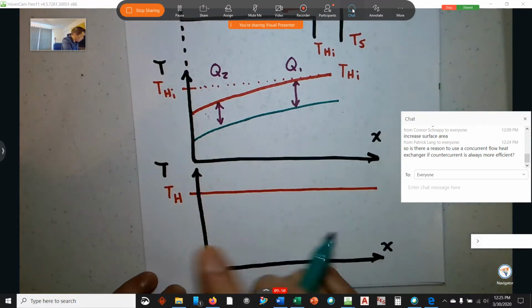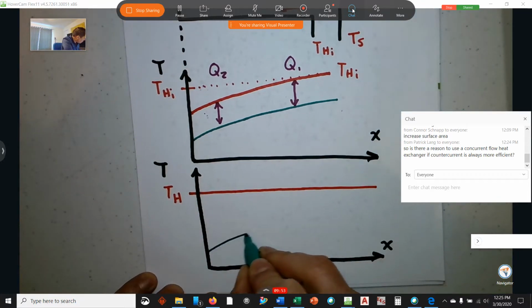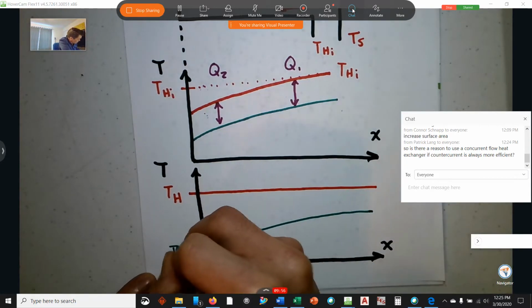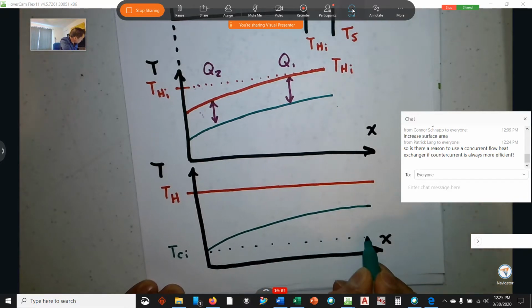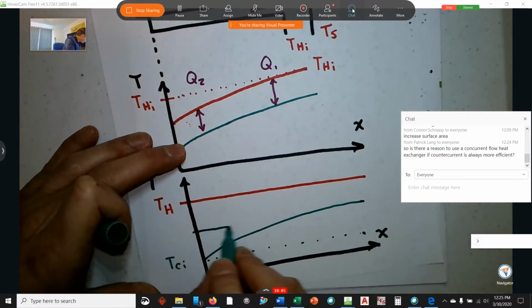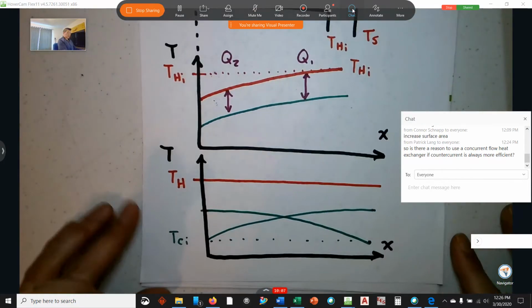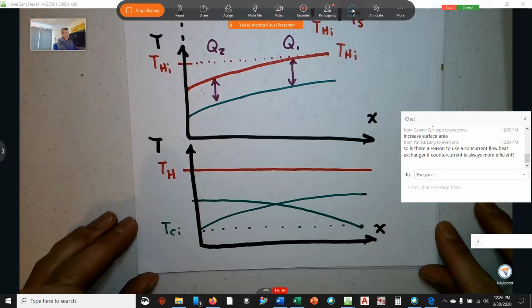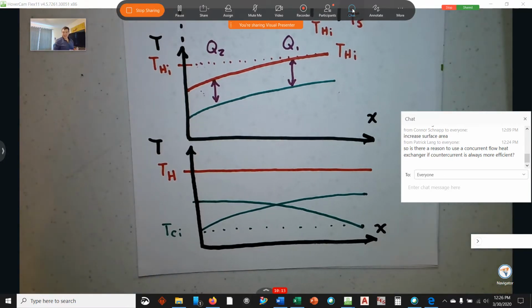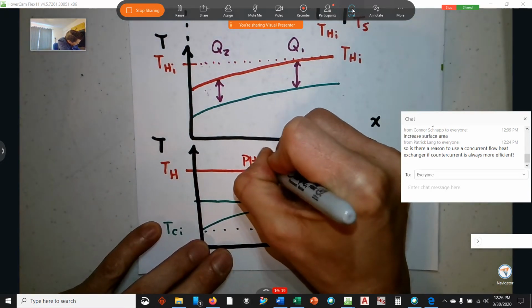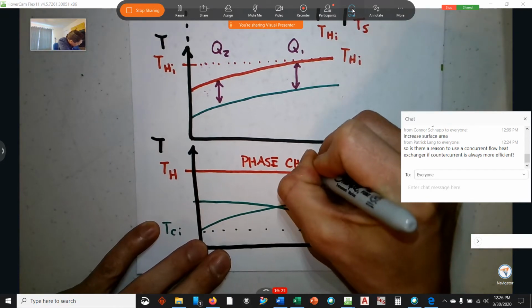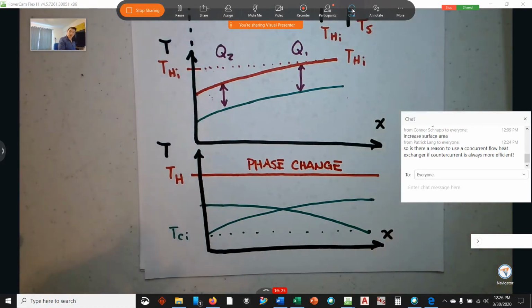If I have the cold fluid coming in here, or if I have the cold fluid coming in the other side, it is absolutely symmetric. So if I have phase change, steam, we'll look at the math at why this is true. But now, I don't necessarily care if I'm counterflow or coflow.